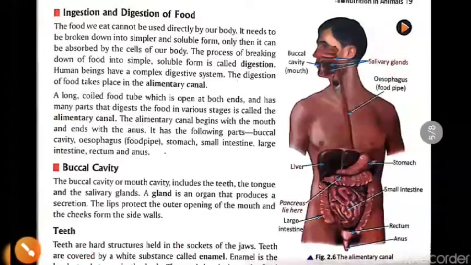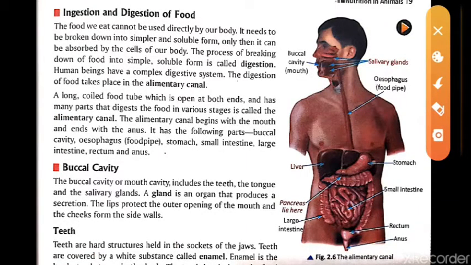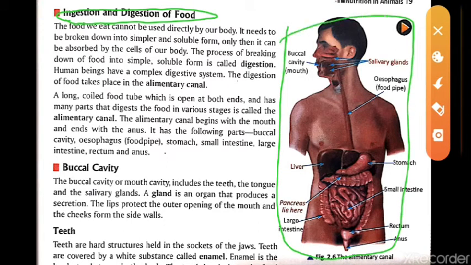The next thing we are having is ingestion and digestion of food. So what is called ingestion and digestion of food? Ingestion means to eat, to take the food into the mouth, and digestion means the division of that food into smaller particles to get energy. Here in the diagram, the full digestive system of the human being is given. So let's start.